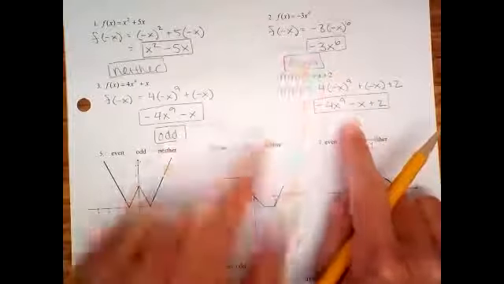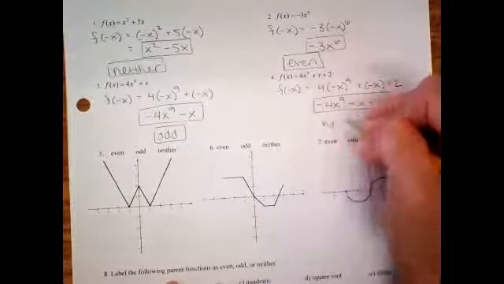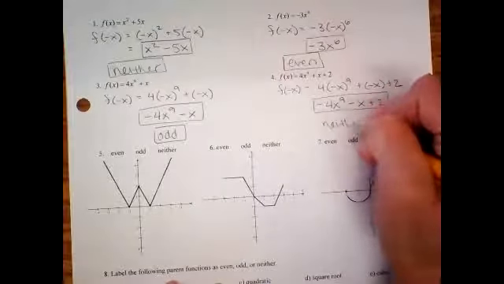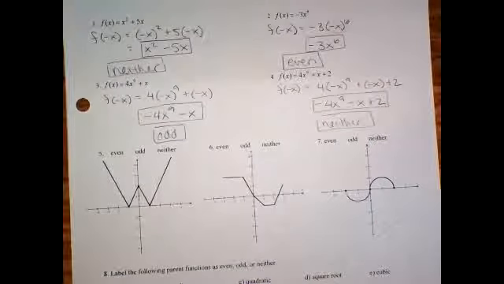So when you go to compare, first term's opposite, second term's opposite, but that 2 is the same. So what's our conclusion? Yeah, neither, because some of the terms were opposite and some of them were the same. So you can change it just by sticking a constant at the end, like that +2 threw the whole thing off and it ended up being neither.